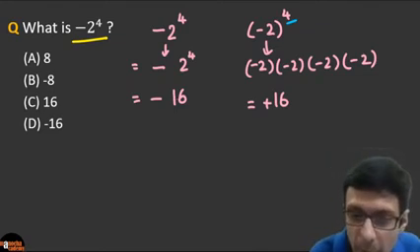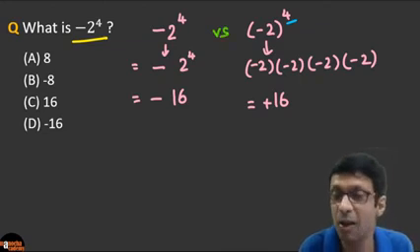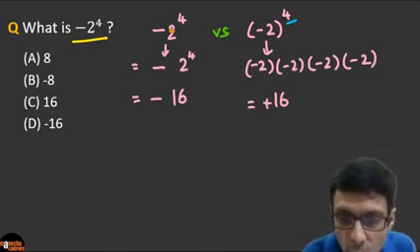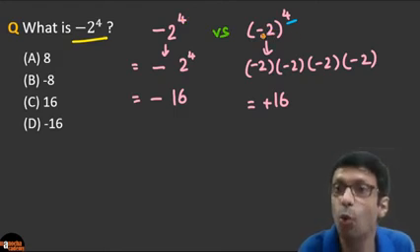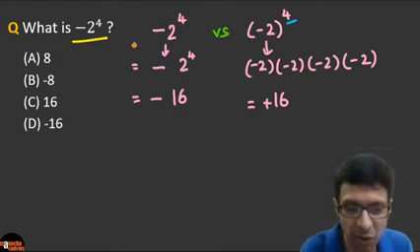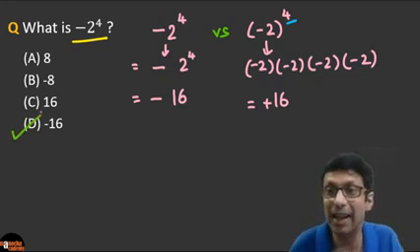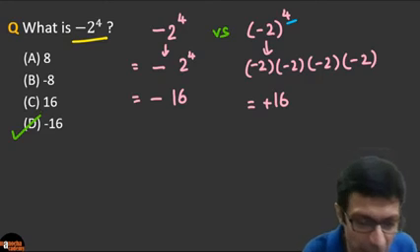Please carefully note this notation versus this notation. Minus 2 to the power 4 is not the same as minus 2 whole to the power 4. Very good, guys. The answer is going to be minus 16, because the negative sign has nothing to do with the power here. So here we are separating the two. Excellent, guys. Superb.